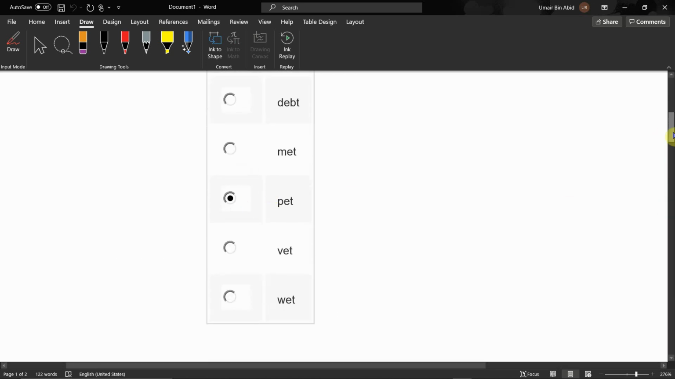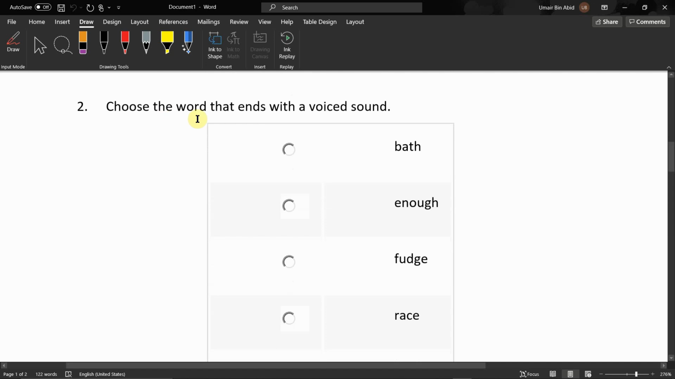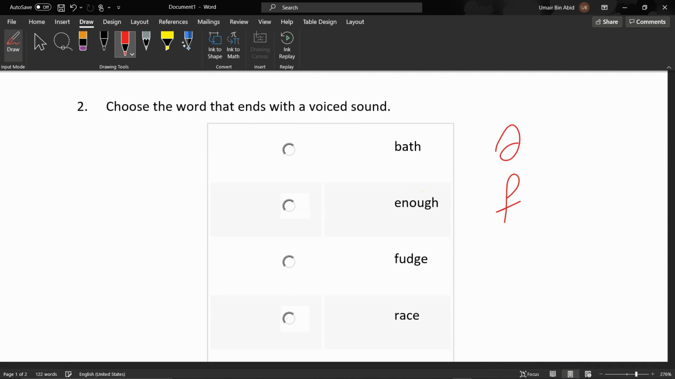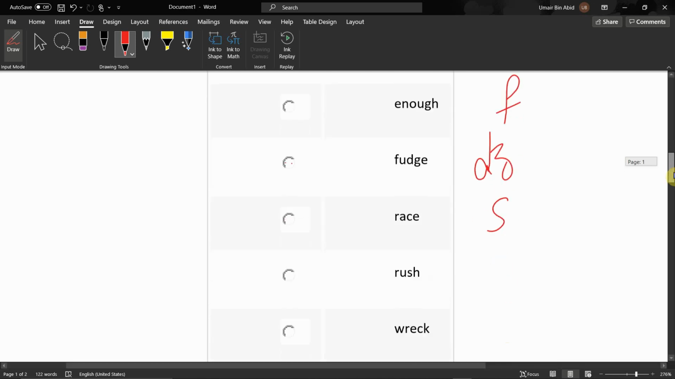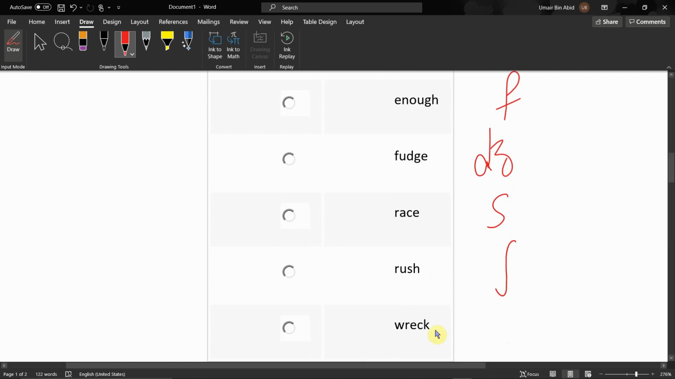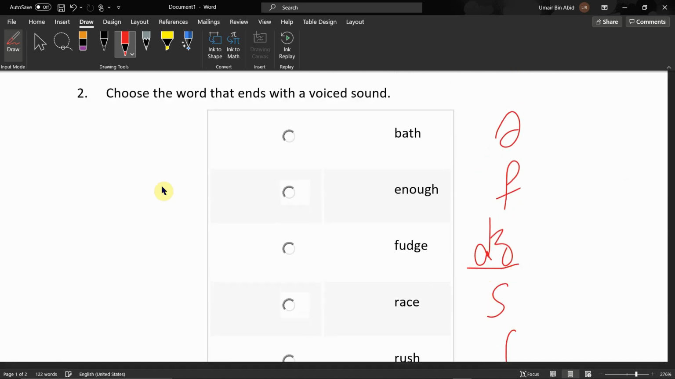The next one is: choose the word that ends with a voiced sound. So keep in mind, ends with a voiced sound. In bass, at the end we have this sound, a voiceless sound. In enough, we have the f sound. In fudge, we have this sound at the end, j. It is actually the voiced sound. So this is the correct option. And in race, we have the s sound. In rush, we have the sh sound, which is also voiceless. And in wreck, we have the k sound at the end, which is also voiceless. So only this could be the correct option, fudge.